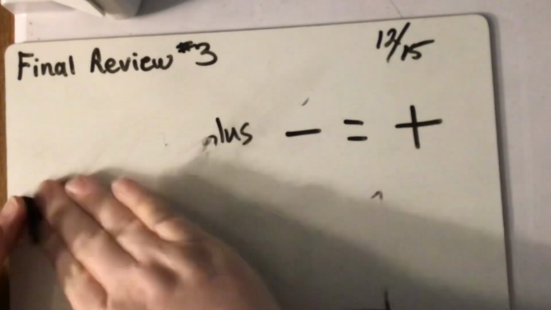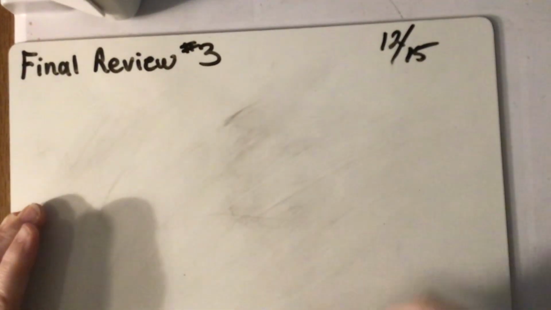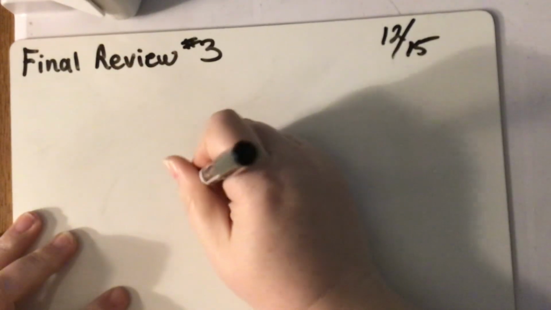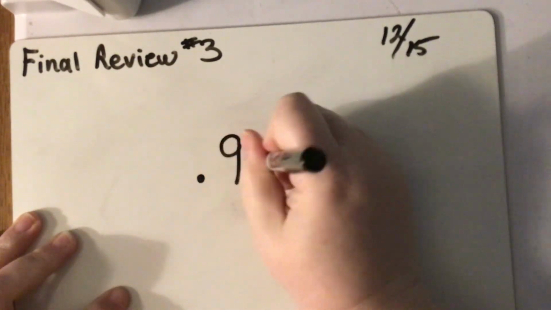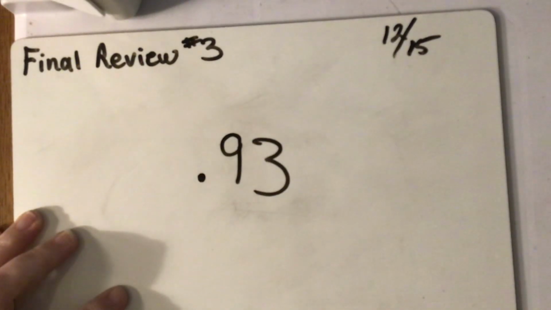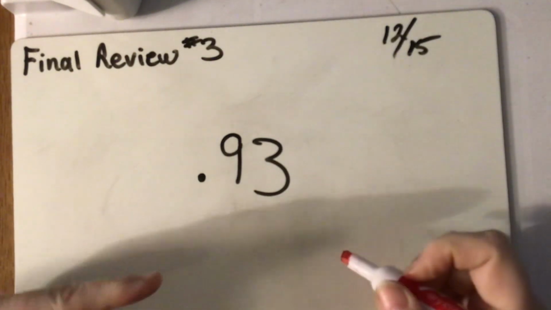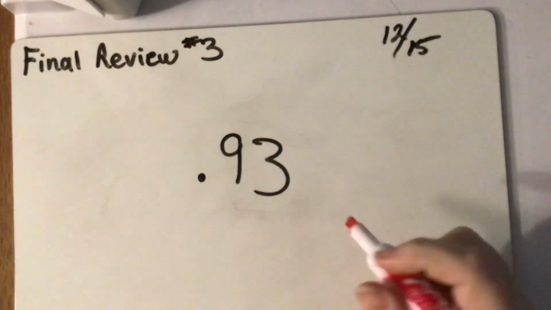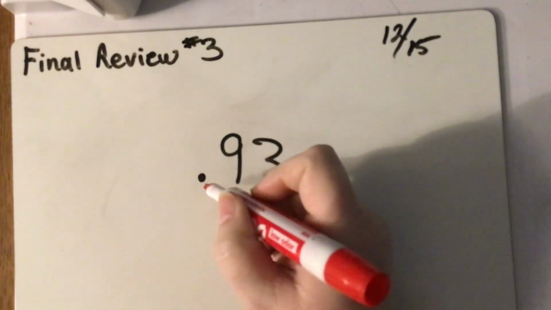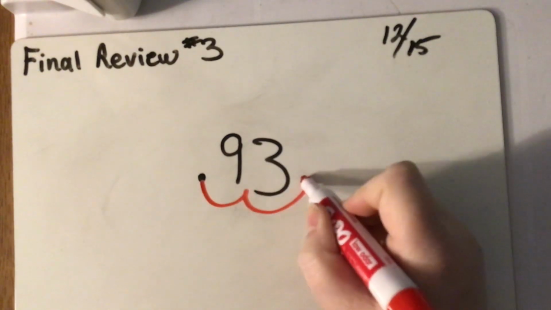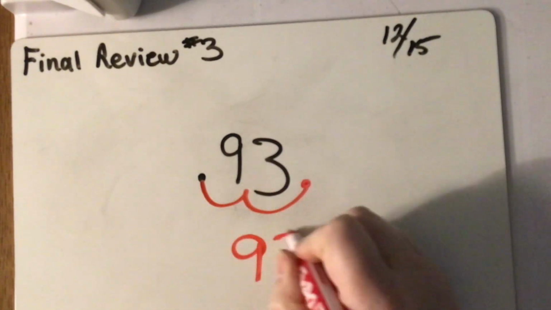number 3. Ooh, it's not erasing very nicely today, guys. I'm sorry. Okay, number 3 says we have 0.93. And the instructions say we need to write it as a percent. So here's what we're going to do. Percent means we're going to move the decimal that way. We're going to move it how many times? 2 times. 1, 2. The answer is 93%.